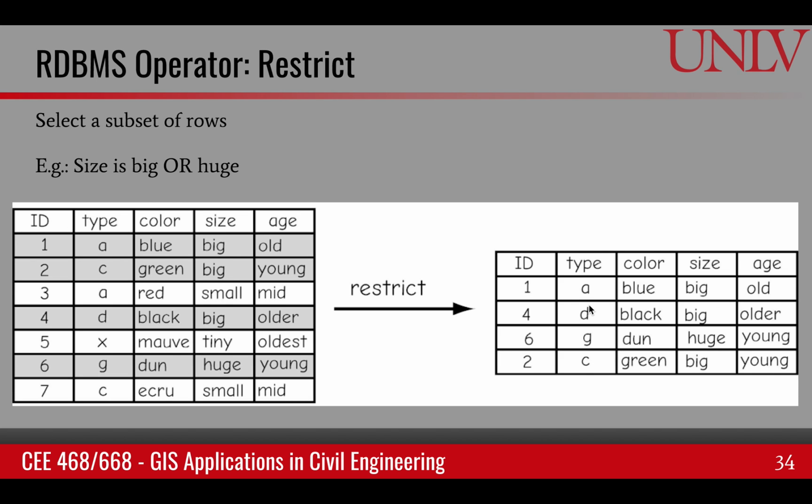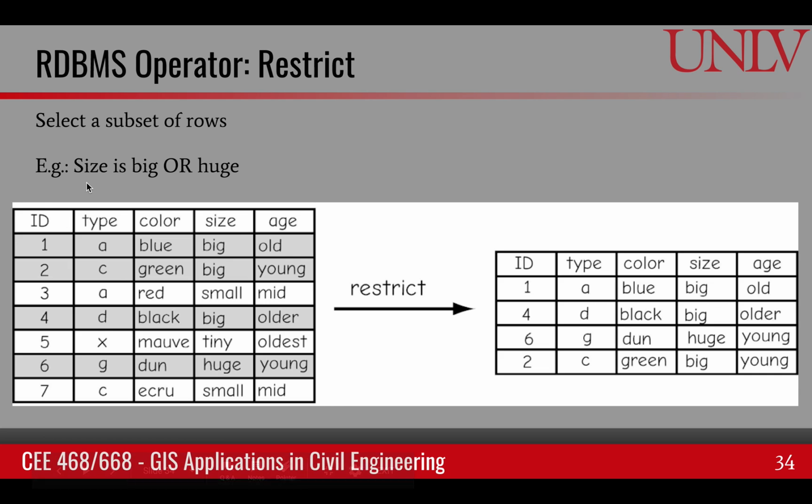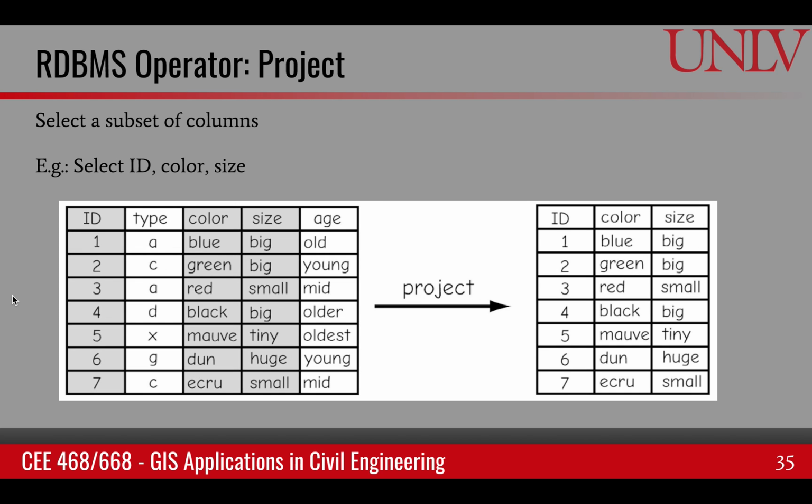Now, talking about the relational database management system operators, the restrict operator selects a subset of rows. So for example, if this was a table that we were dealing with, and we want to restrict this table using the condition that size is big or huge, then we will select all of those rows that have size equal to big or size equal to huge, which will end up selecting these 4 subset rows from the main table.